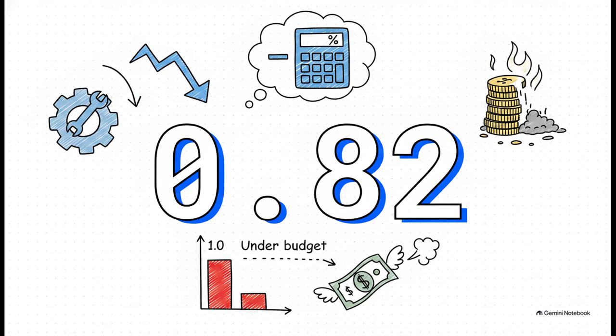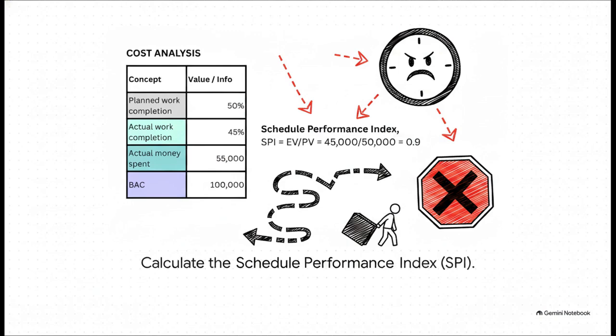Let's map this math directly back to reality for a second. A CPI under 1.0 means you are over budget. Bluntly speaking, a CPI of 0.82 means that for every single dollar this project manager is spending, they are only generating 82 cents of actual project value. The project is quite literally burning money. But wait, it actually gets worse.